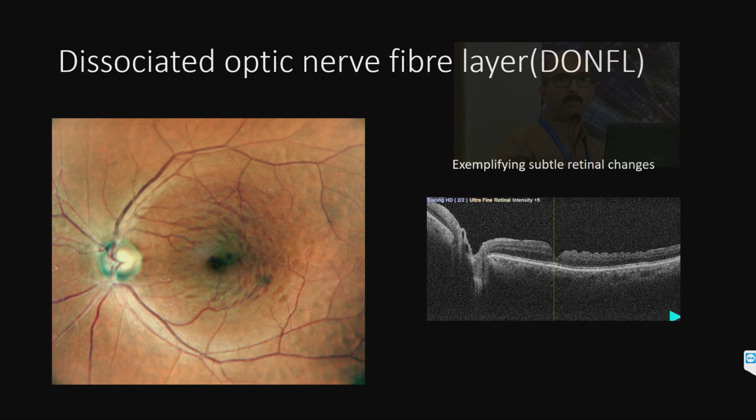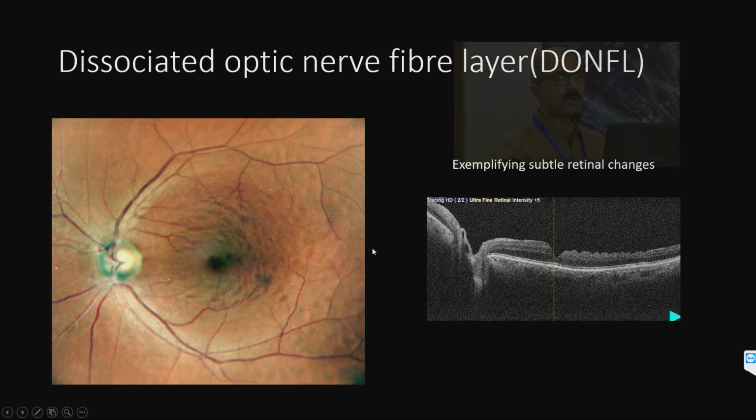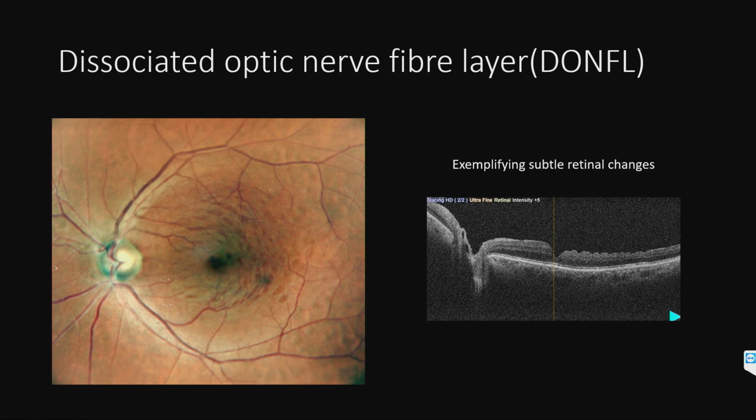This is an unhappy patient who came to me after a macular hole surgery done elsewhere. Vision was 6/9, but he's unhappy. Subtle changes in the retina are picked up better with multicolor imaging. You can see wedge-shaped retinal nerve fiber layer dissociated areas, called a DONFL.